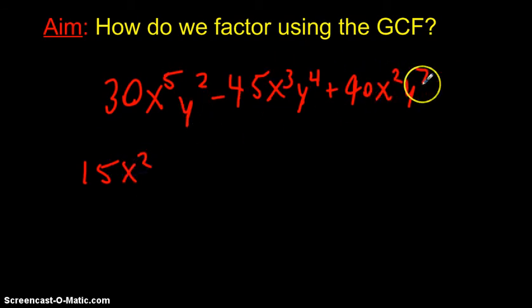And y's, I can take out 2 at most also. I can't take out 4, because this doesn't have enough. I can't take out 7, because neither of these have enough y's. So I'll take out those 2 y's, and we'll see what's left inside of the parentheses.